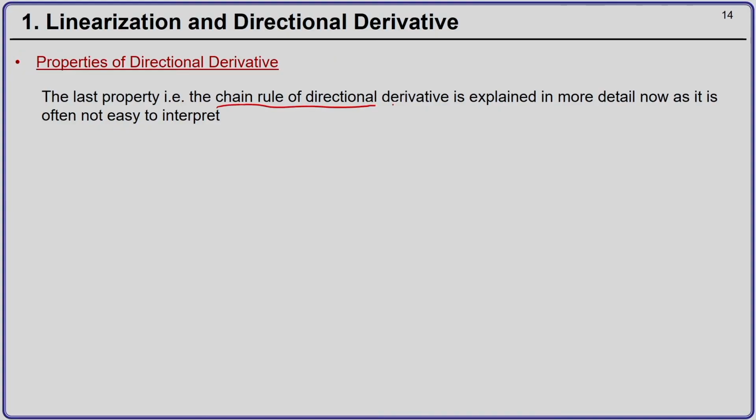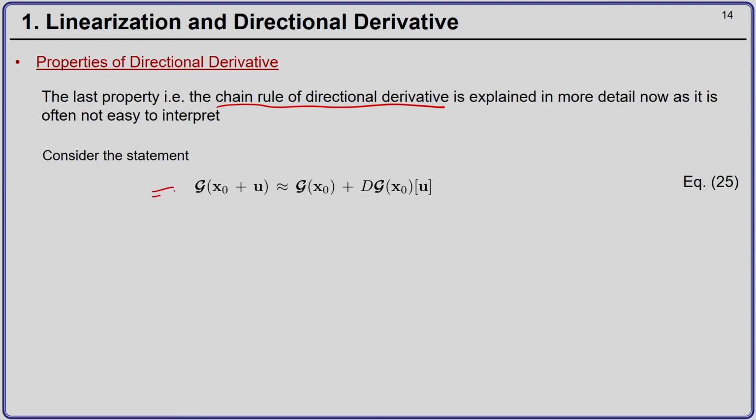So, the last property of directional derivative, that is the chain rule of directional derivative, which we saw in the previous slide, is now explored in more detail because it is not very easy to interpret. Okay. So, consider this statement given by equation 25. The quantity G evaluated at x 0 plus u, when expanded using Taylor series, can be written as the quantity evaluated at x 0 plus the directional derivative of quantity G at x 0 in the direction u.